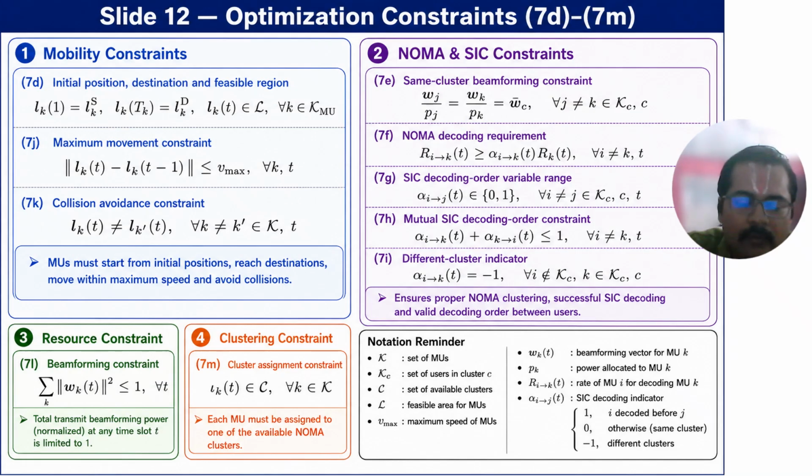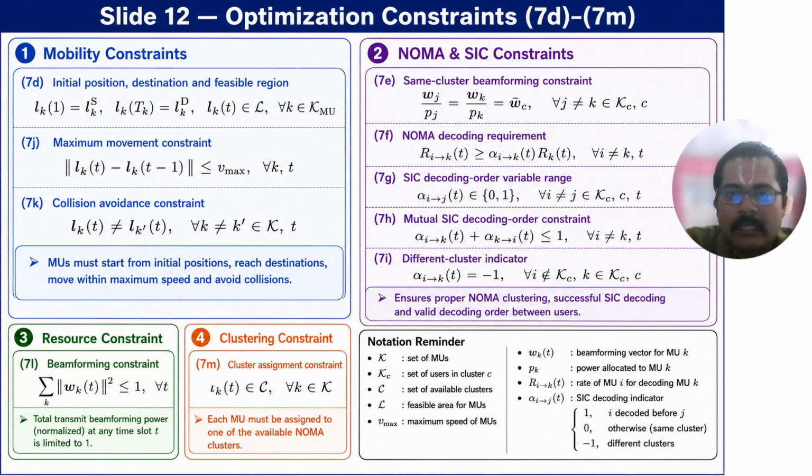How do you avoid collision? When collision occurs, two users will be at the same location in the Cartesian coordinate space. So if I impose a constraint where K is a user at time t, K dash is another user at time t, their location x, y is not equal. If you impose these constraints, you can avoid the collision. So for maximum movement, you need to set the speed limit.